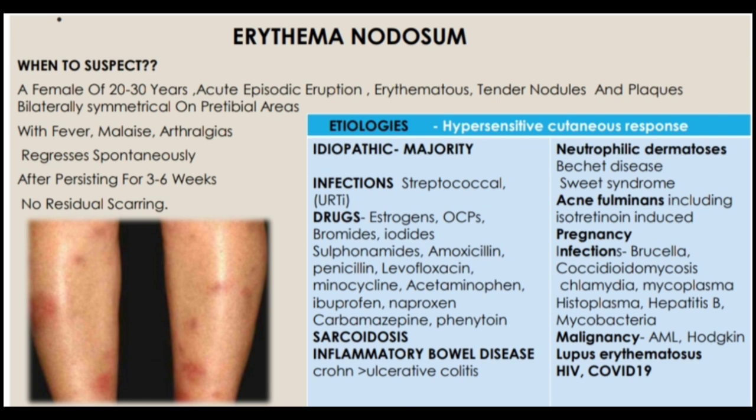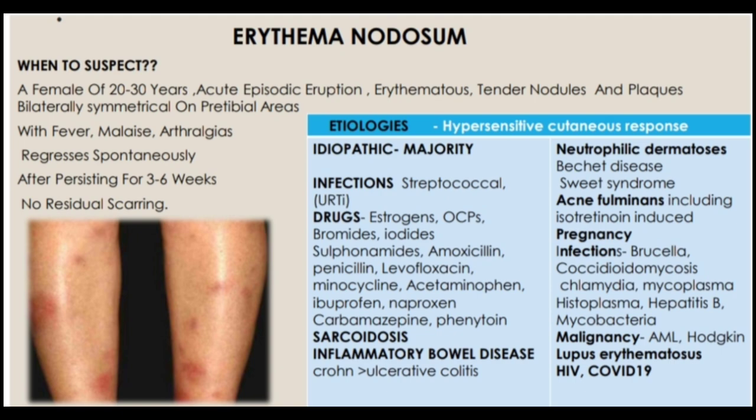Other entities include neutrophilic dermatosis, Behçet's disease, and Sweet syndrome. Acne fulminans, pregnancy, and various other infections like brucella, coccidioidomycosis, chlamydia, mycoplasma, histoplasma, hepatitis B, and mycoplasma. It is also seen in cases of lupus erythematosus and HIV, COVID-19 infection. Malignancy associated are acute myelogenous leukemia and Hodgkin lymphoma.